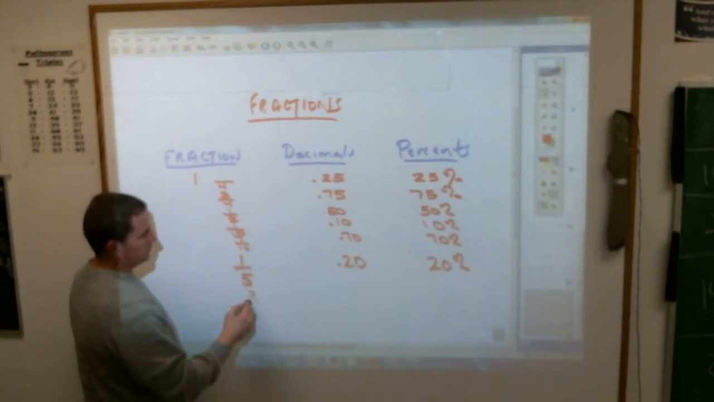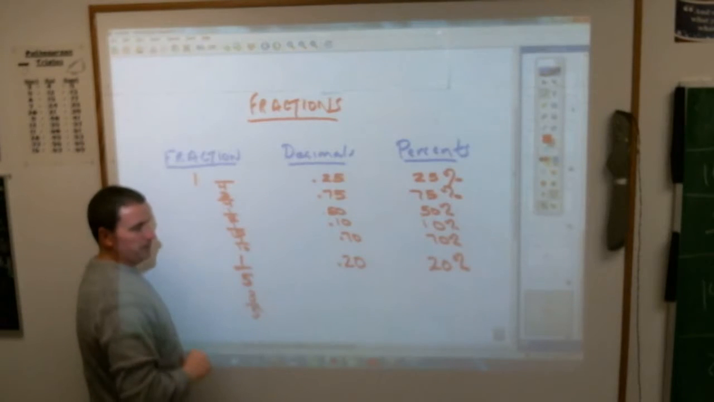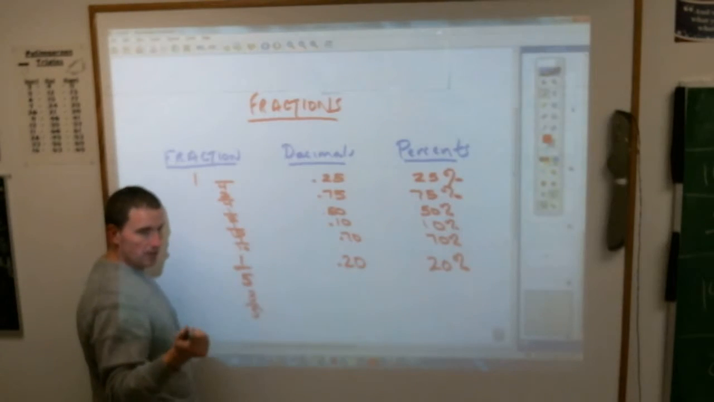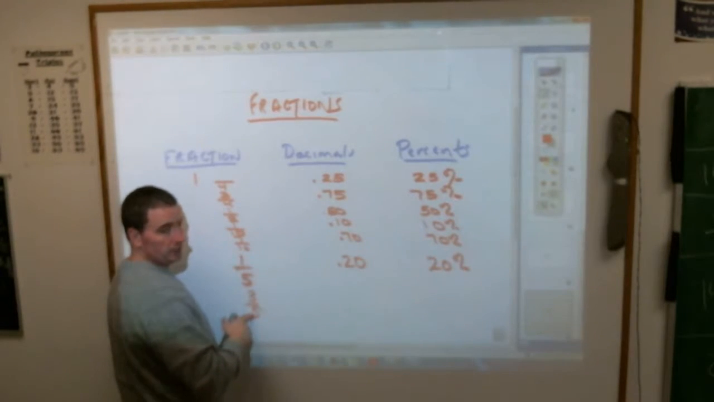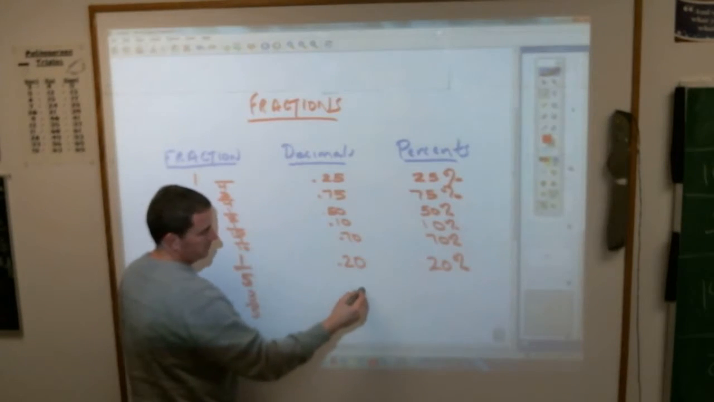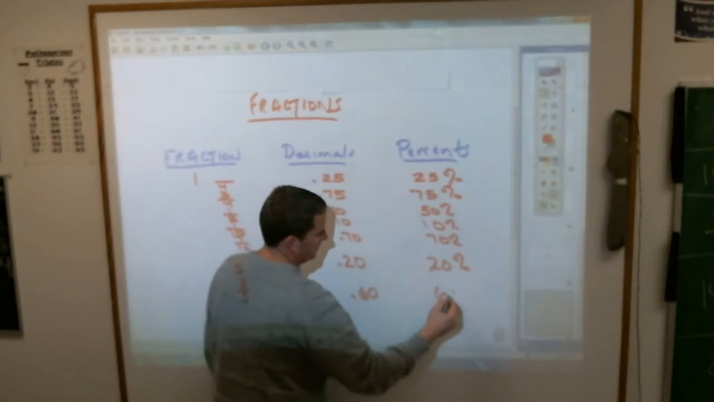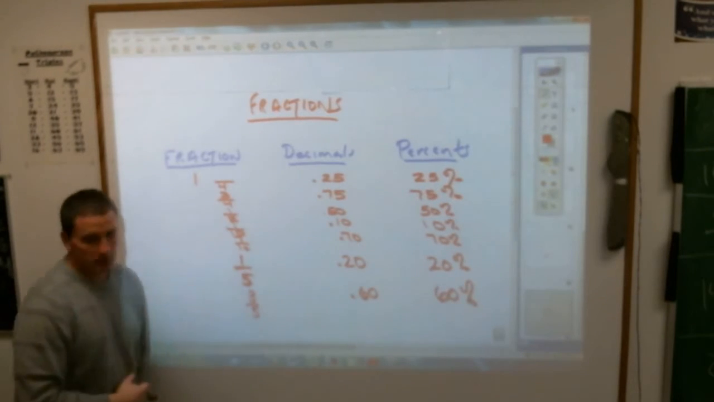What about 3/5? It would just be 3 times bigger than 1/5. So what would that be, Jack? If 1/5 is 20, 3 of them would be 60. 0.60 and 60%.